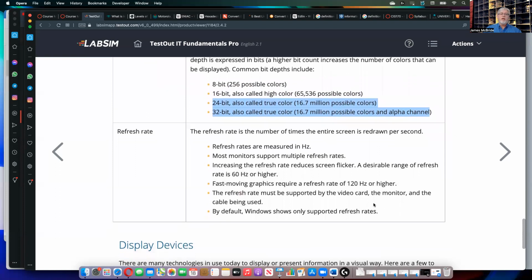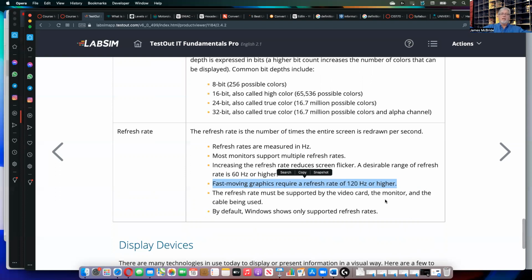And then refresh rate is also really important, not as important as it used to be. For instance, fast moving graphics require a refresh rate of 120 hertz or higher. So that is your electric signal coming in. I've got a monitor right here in front of me and it's nice and bright and I can't see any flicker or anything on it.